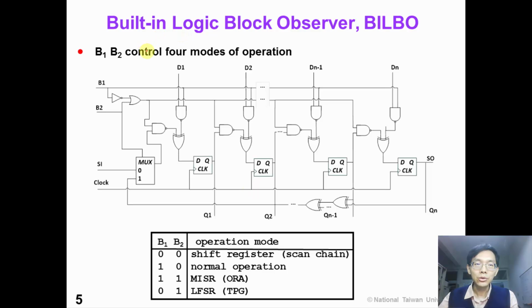This slide shows the structure of the billboard register. It has two control signals, B1 and B2. By controlling the values of B1 and B2, we can support four modes of operation. One is a simple shift register or scan chain. The other one is normal operation. They are just like regular flip-flop. A third operation is a miser that can serve as ORA. A fourth operation is LFSR that can serve as TPG.